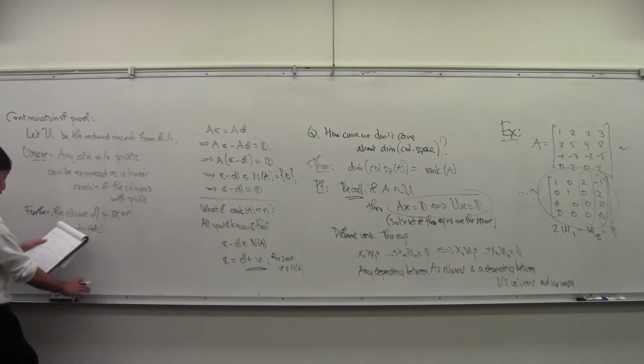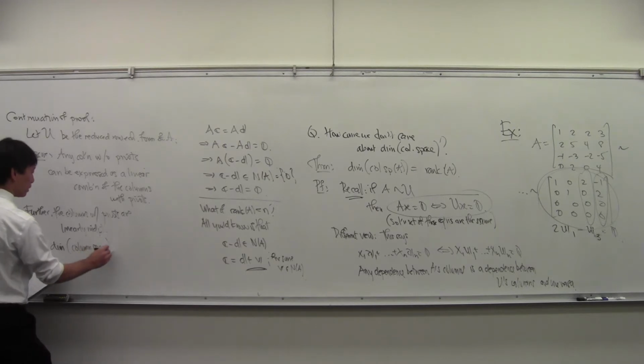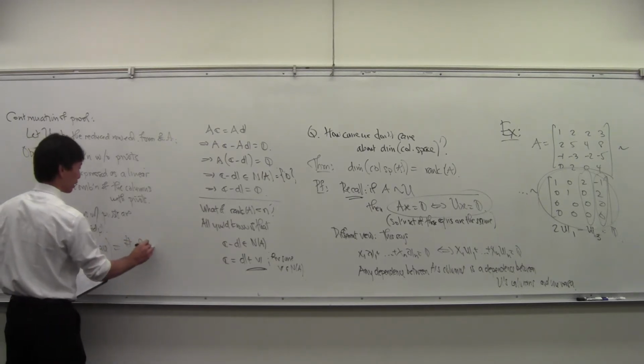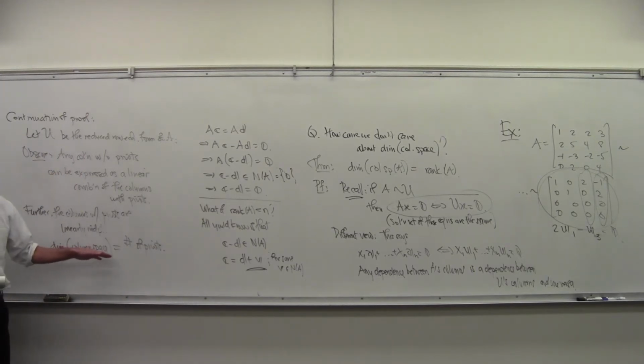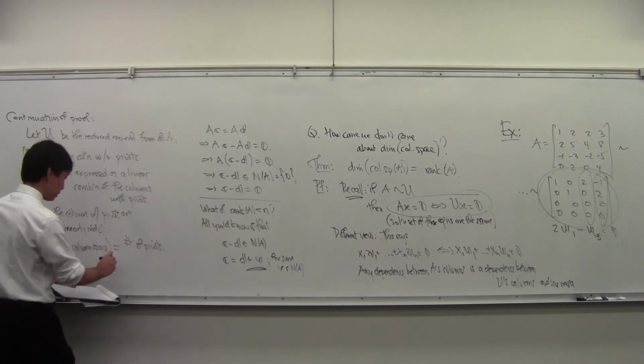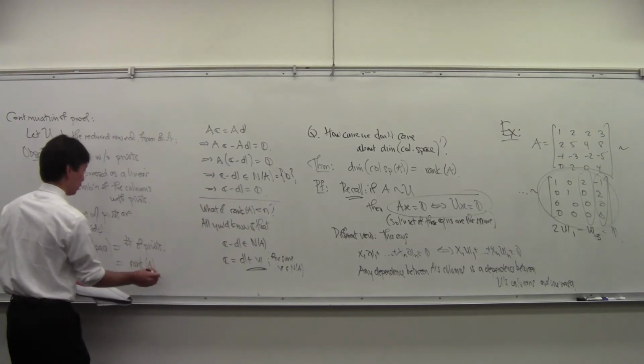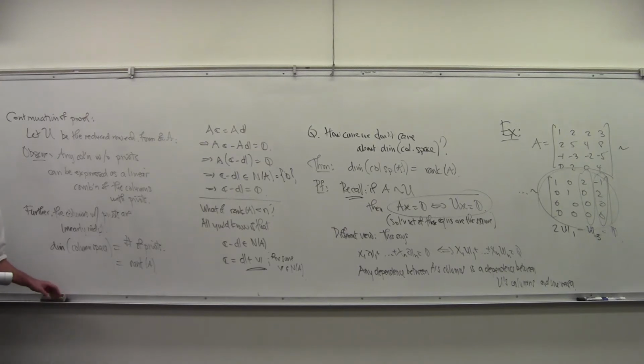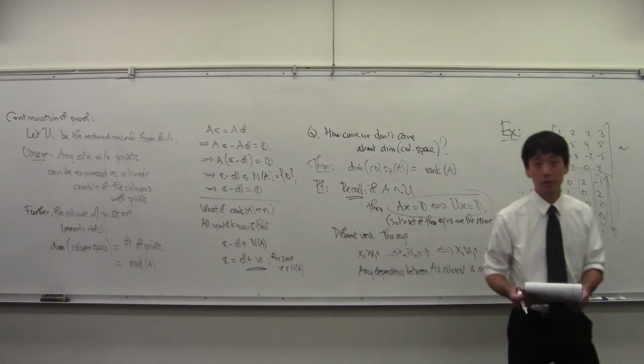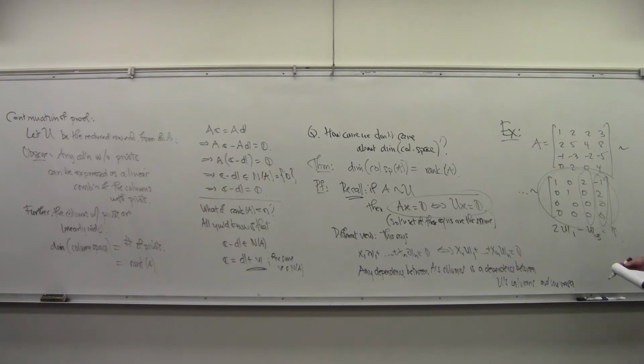So what does that tell you? That tells you that the dimension of the column space equals the number of pivots, the number of columns with pivots. So that's exactly the rank. That's the same thing as the dimension of the column space, the dimension of the row space.